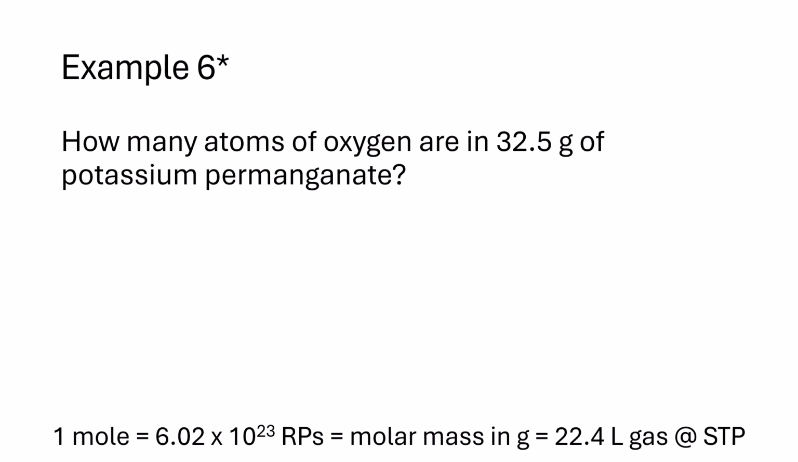Example 6. This one asks how many atoms of oxygen are in 32.5 grams of potassium permanganate. So we need to be able to create what is potassium permanganate. Potassium is a +1 charge because it's a column 1 metal. And permanganate is MnO4, and it has a -1. Because they cancel each other out, the answer is KMnO4.